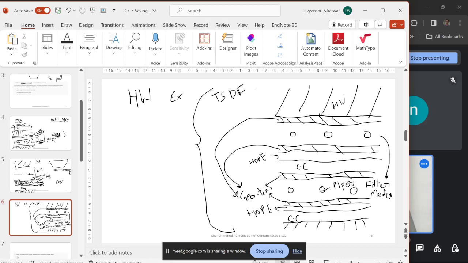Why didn't we put an HDPE layer here, below this one? Waterproof. Because we want to treat the leachate which is generated, right? So for treating that leachate we need to collect that leachate.